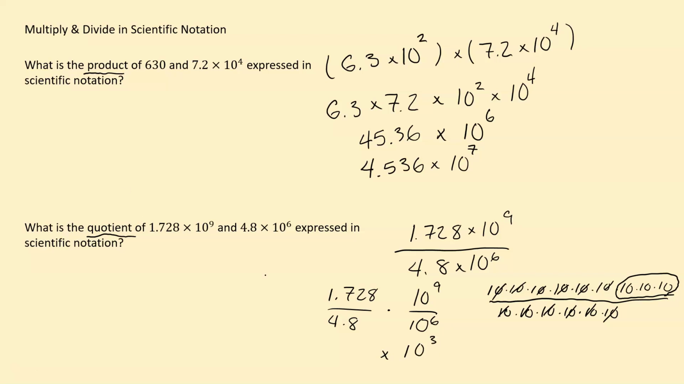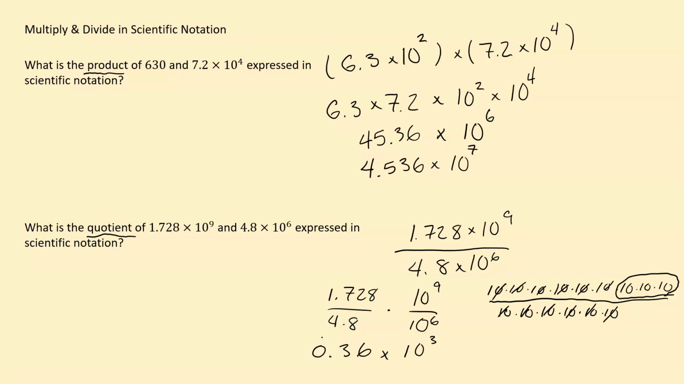So now we just have to think about what 1.728 divided by 4.8 is. I'm going to go ahead and use my calculator again. 1.728 divided by 4.8 is 0.36.